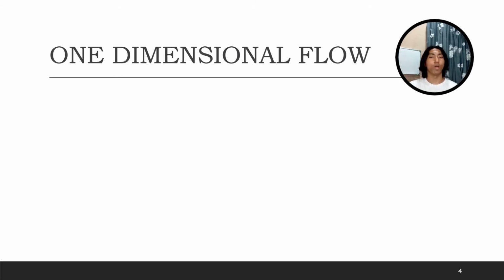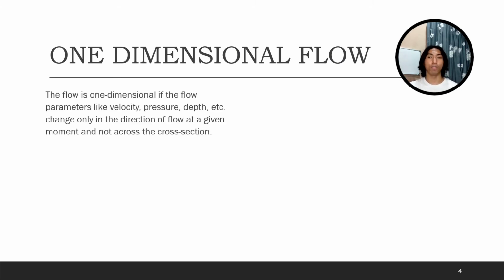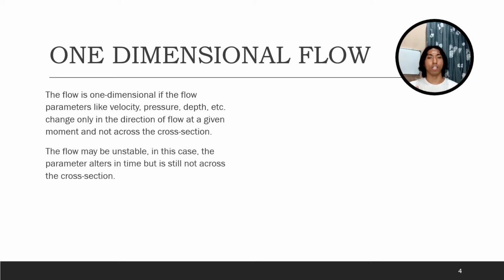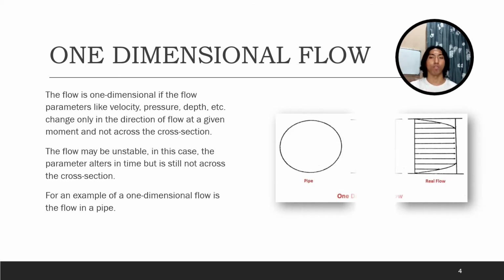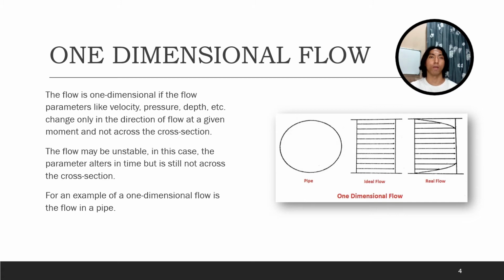First, let's start with one-dimensional flow. What is one-dimensional flow? The flow is one-dimensional if the flow parameters like velocity, pressure, depth, and so on change only in the direction of flow at a given moment and not across the cross-section. The flow may be unsteady. In this case, the parameter alters in time but is still not across the cross-sections. For example, a one-dimensional flow is the flow in a pipe, as shown in the figure.